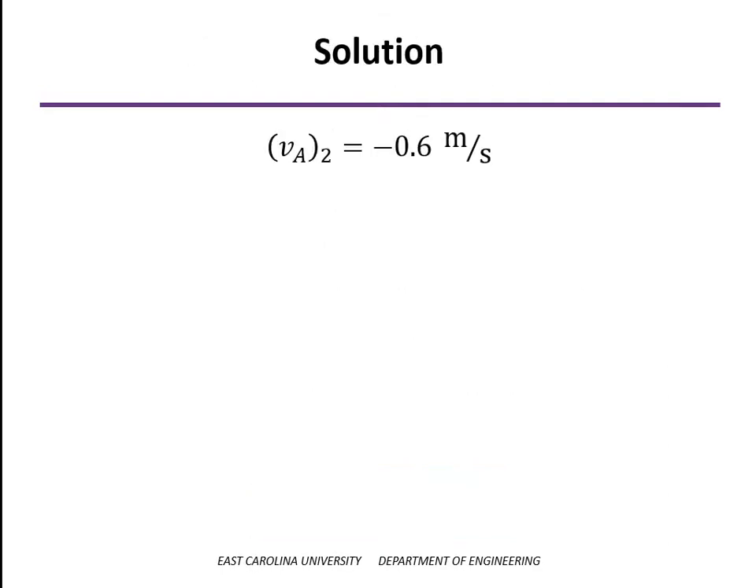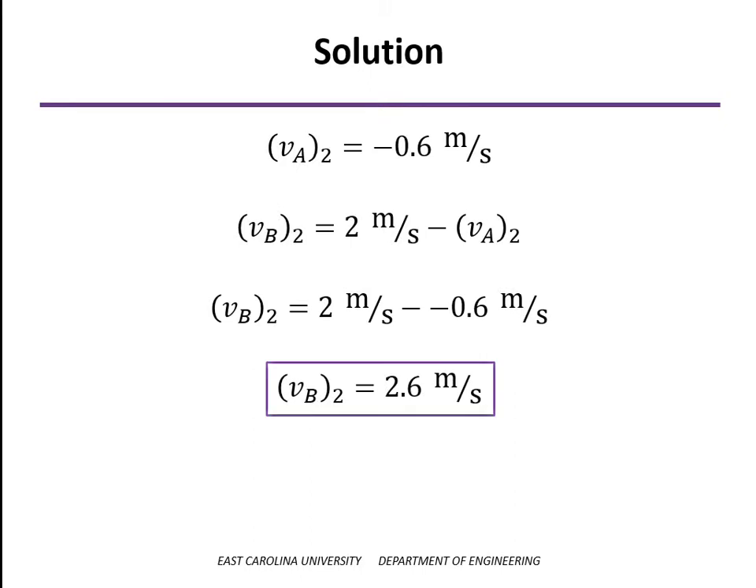Using that value and plugging into the expression we have for the final velocity of block B, we calculate that the final velocity of block B is positive, so it is to the right, and has a magnitude of 2.6 meters per second. So approximately the same magnitude of velocity that it was moving with to the left before collision. After the collision, it moves back to the right.